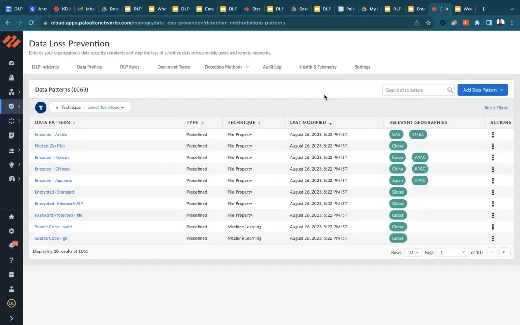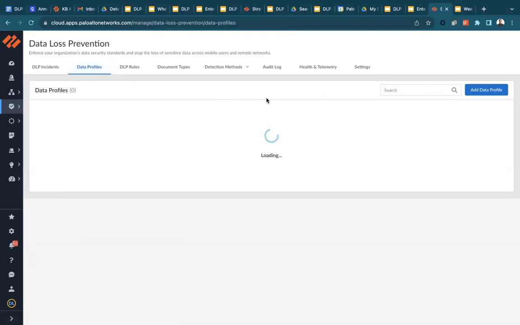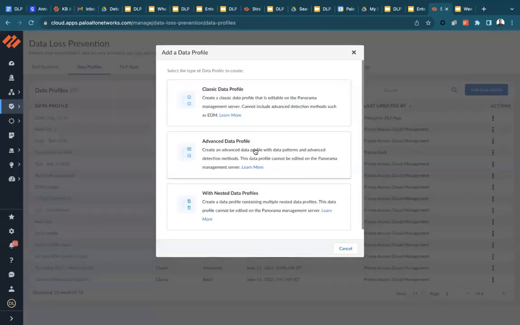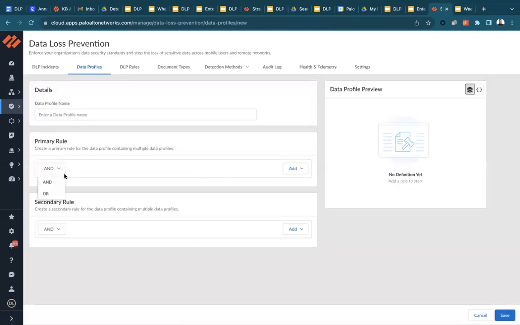So by this time, we've spoken a few times about how to build on top of existing patterns. So I'm going to go over the data profiles tab and then show you how we build some of these on top. So just for recall, so you know what I'm talking about when it comes to future parts of the presentation. You can use a combination of multiple different data patterns to get to a data profile. So you have classic, advanced, and nested profiles. I typically prefer advanced profiles unless you are relying on Panorama Management Server for making edits. So let's click on this.